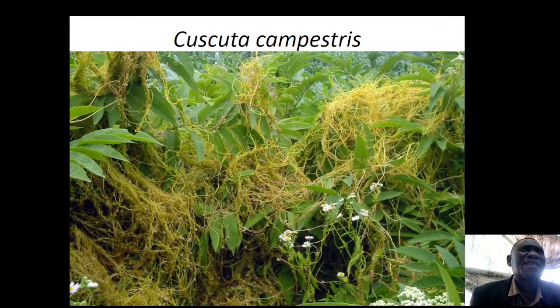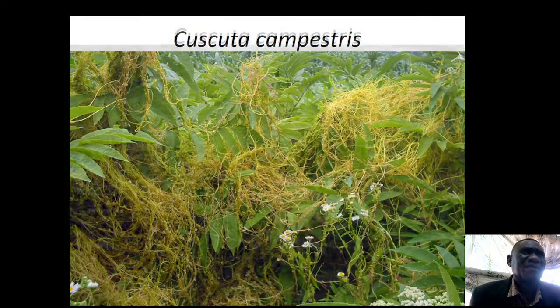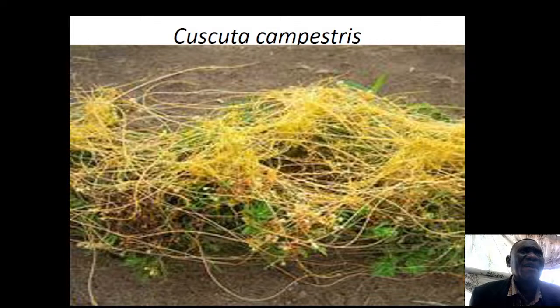What you are seeing here is the Kescuta campestris. It looks like a spaghetti. These are the thin stems which are spread all over another plant. Again, Kescuta campestris, which looks like a spaghetti.